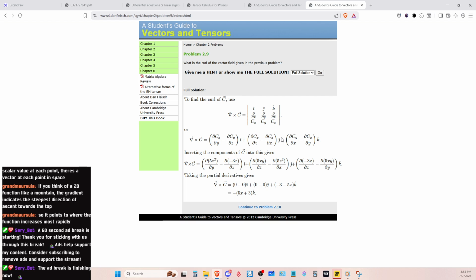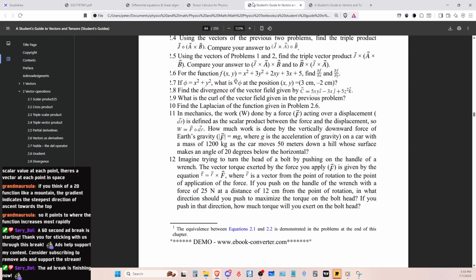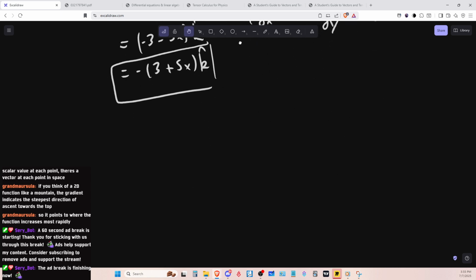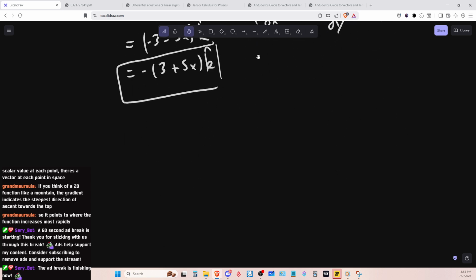Yeah, there we go. We got the same answer. Perfect. What's next? Find the Laplacian. Oh, okay. Cool. We're actually doing the things that we want to do, basically just doing them step by step. Maybe tomorrow we'll probably continue on with these problems.